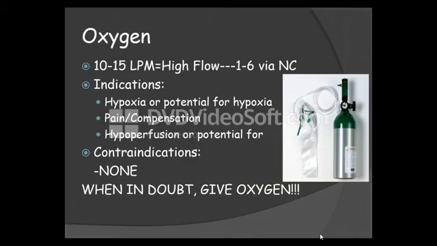Oxygen can be delivered either 10 to 15 liters per minute high flow via non-rebreather or 1 to 6 liters per minute via nasal cannula. Depending on your patient's symptoms and status, you will potentially use one or both on any given patient. The indication for oxygen administration is hypoxia or the potential for hypoxia, pain or compensation, or hypoperfusion or the potential for. There are no contraindications for oxygen. When in doubt, give it.